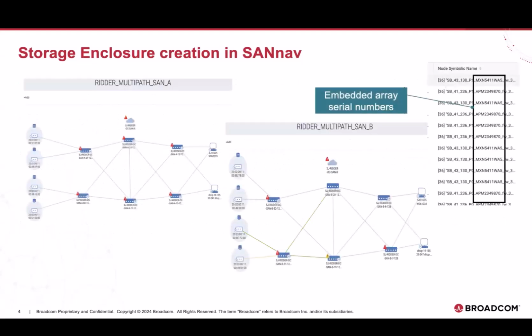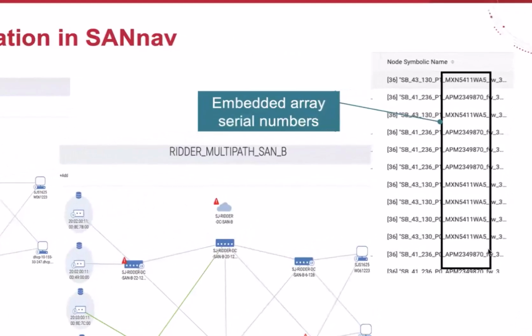Today, the topology that we'll be using is two identical fabrics marked as Ritter multipath SAN A and Ritter multipath SAN B on the right. And on the far right, you can see the node symbolic name that we will be using for the storage ports. And as you can see in the rectangle shown in here, we have the serial number of the storage array embedded within the node symbolic name. As you can see, we have two serial numbers, one that ends in the string WA5 and another one that ends in the string 870. So the idea here is to use this symbolic name and the policy to extract this string and create two enclosures for our environment.